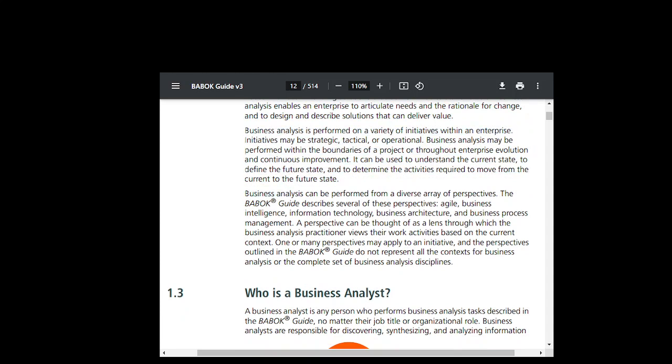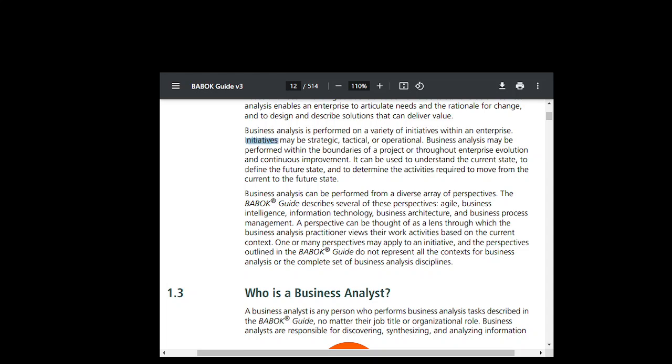So business analysis, we're moving on from here. Business analysis is performed on a variety of initiatives within an enterprise. There are so many. Each day needs come out, wants come out in enterprises, and it's telling you how important business analysis is. Simple. Because there are so many initiatives that need to be analyzed, defined, and articulated. Initiatives may be strategic, so they are now breaking initiatives down.